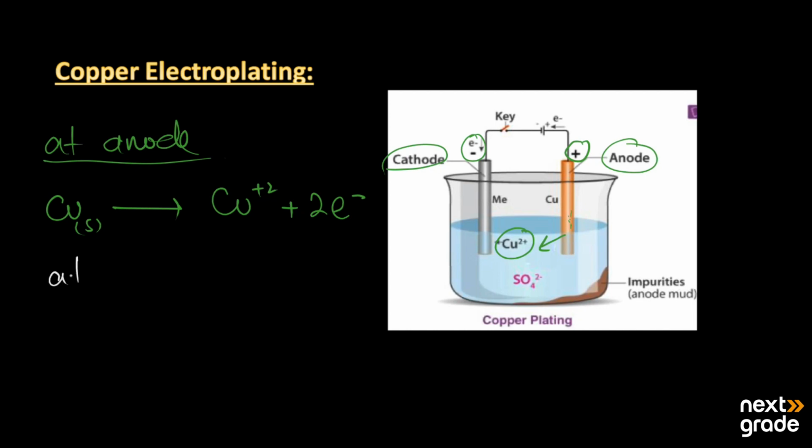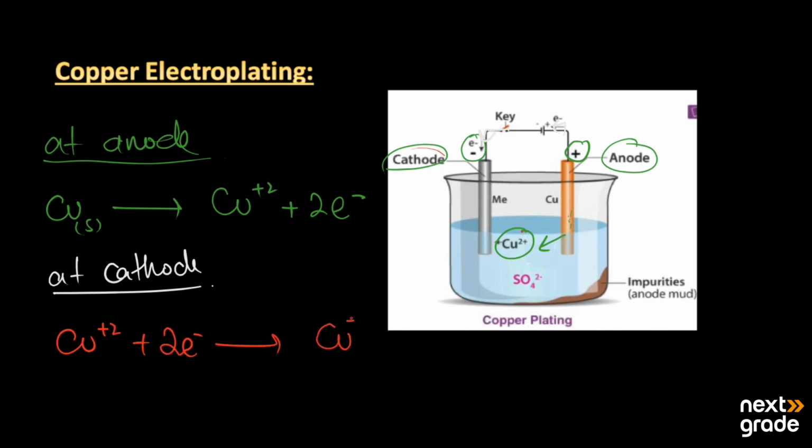Now the next step is at the cathode, where the electrons move from the anode to the cathode and reach the cathode. Now the copper present in the solution as Cu 2+ gains these 2 electrons and makes copper as a solid metal deposit over the surface of the other metal, and the impurities of the anode may start to settle at the bottom of the beaker. So this was the simple process of copper electroplating.